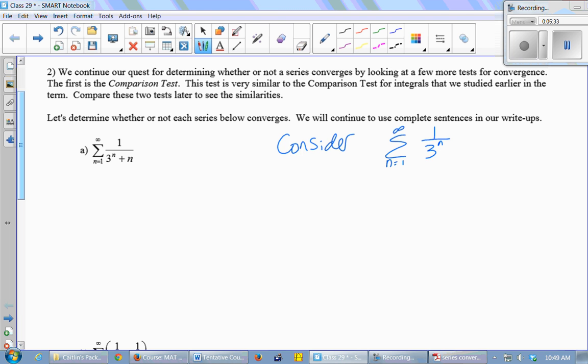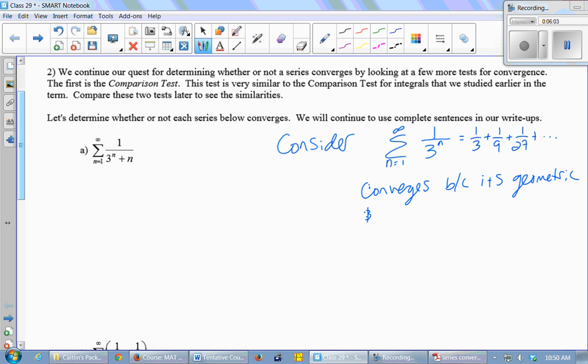Yes, fantastic, Sephora. This is a geometric series. If you were to write out the terms, we'd have a third plus a ninth plus a 27th, right? This is geometric because every term is 1/3 times the term before it. So this converges because it's geometric.